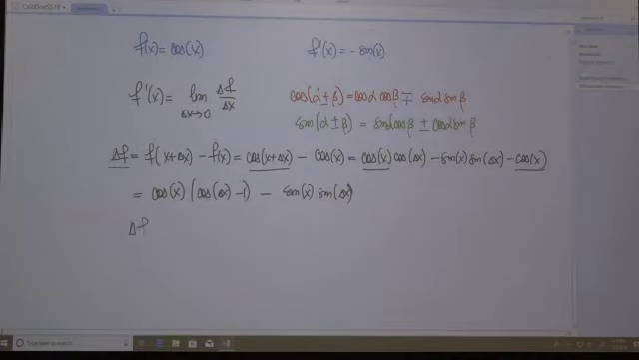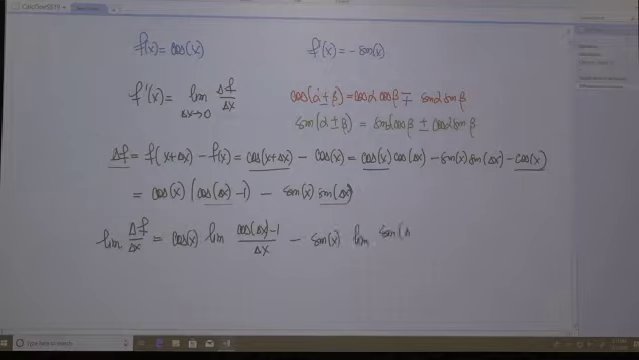We need to divide delta f by delta x and find its limit. So you can divide this part separately, then this part. We can write cosine of x multiplied by the limit of cosine of delta x minus 1 over delta x, minus sine of x, the limit of sine of delta x over delta x. We just proved that this is equal to 0 and this is equal to 1. So that is why it will be minus sine of x.